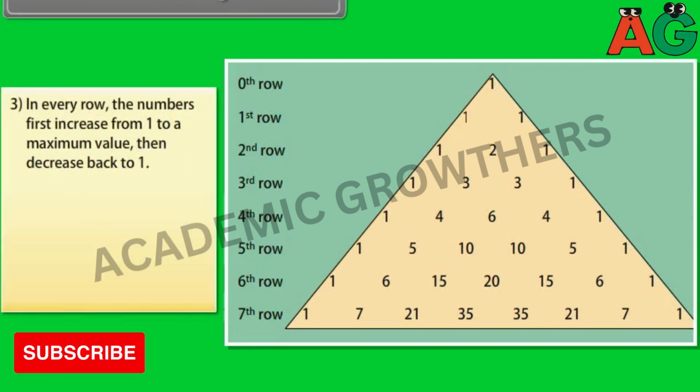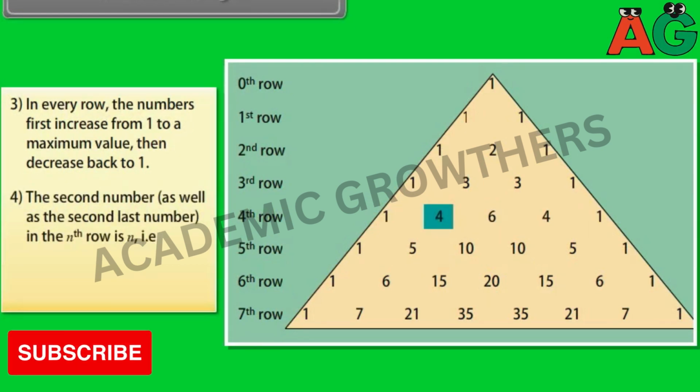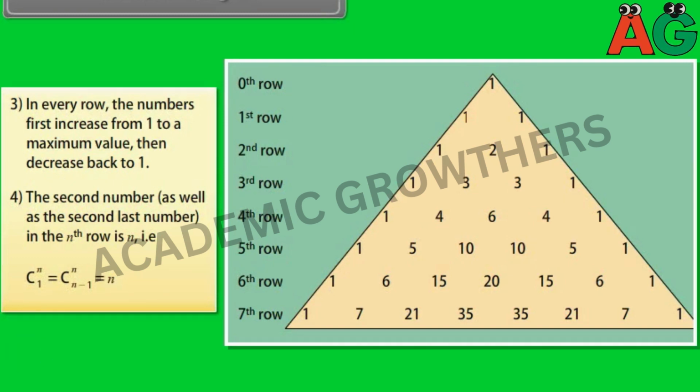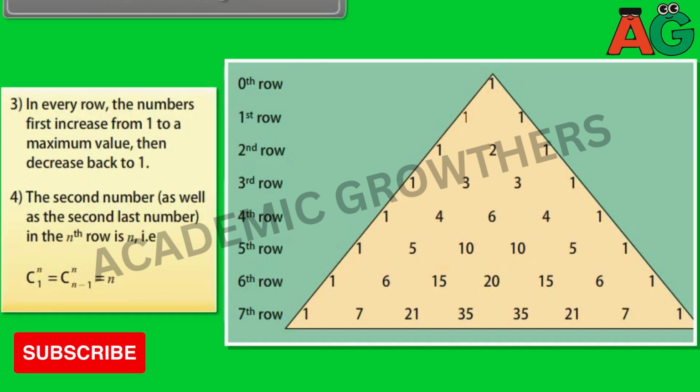In every row, the numbers first increase from 1 to a maximum value, then decrease back to 1. The second number as well as the second last number in the nth row is n, that is, nC1 = nC(n − 1) = n.